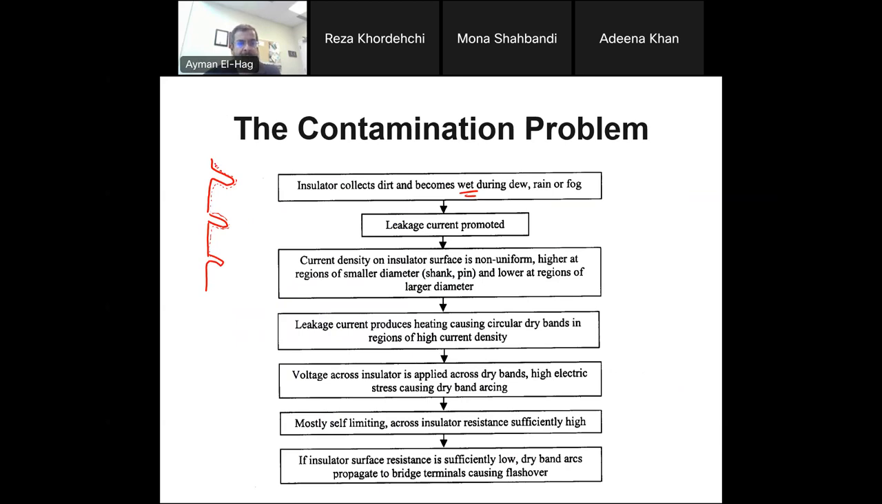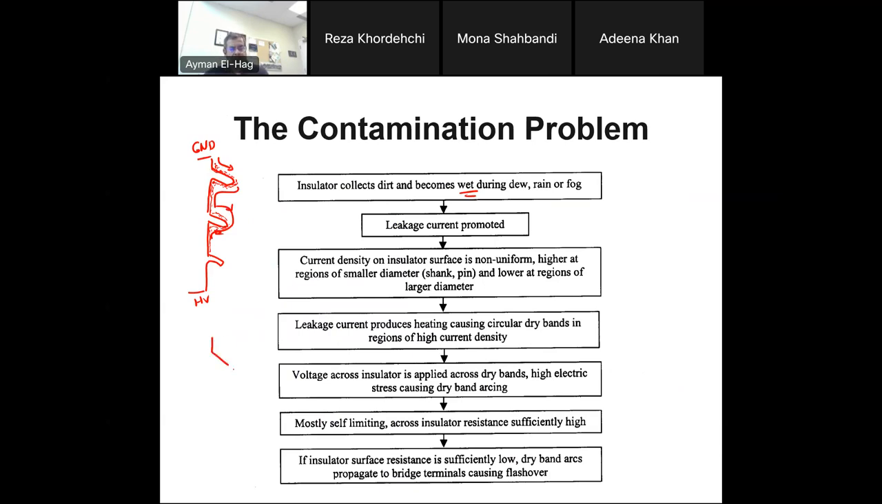So once you start to have water wetting here, this will start to dissolve and then you will have a wetting electrolyte on the surface. Now, once you have a wetting electrolyte, from one side we have high voltage, from the other side we have ground or vice versa. It depends if this is a post insulator or suspension insulator. Then you start to have a leakage current flowing on the surface of the insulator. Now the current density on those insulators is not uniform. So in certain areas you will have more current than others.